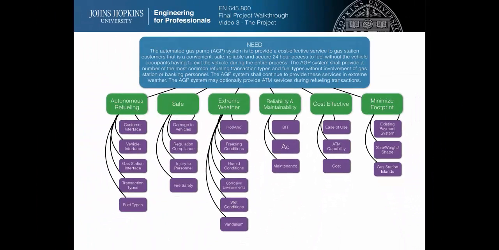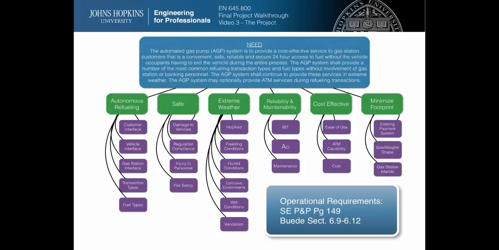These alone are not enough to validate the need, as many of them are untestable, so I have to decompose them a little lower to come up with lower-level operational requirements. There are a few good bullet points about operational requirements on page 149 of your SEP&P book, but an even more detailed explanation can be found in paragraphs 6.9 through 6.12 of the Dennis Beatty book.